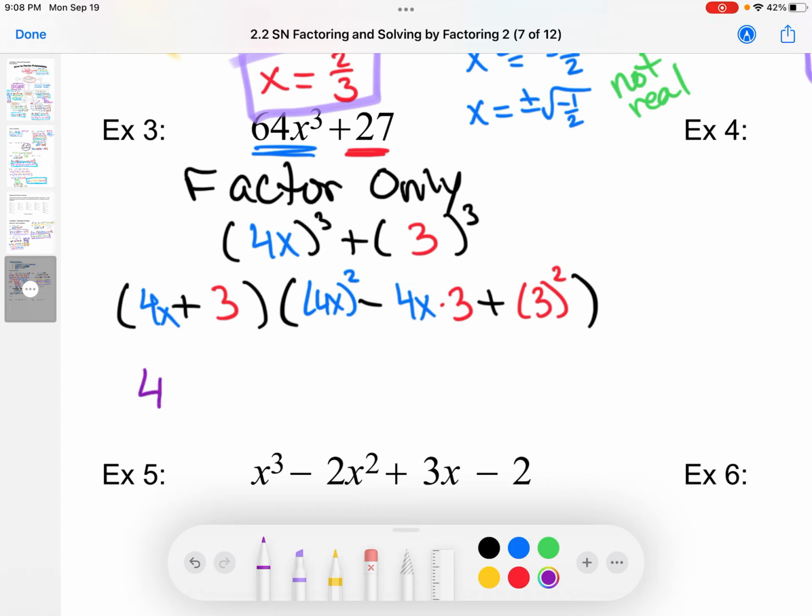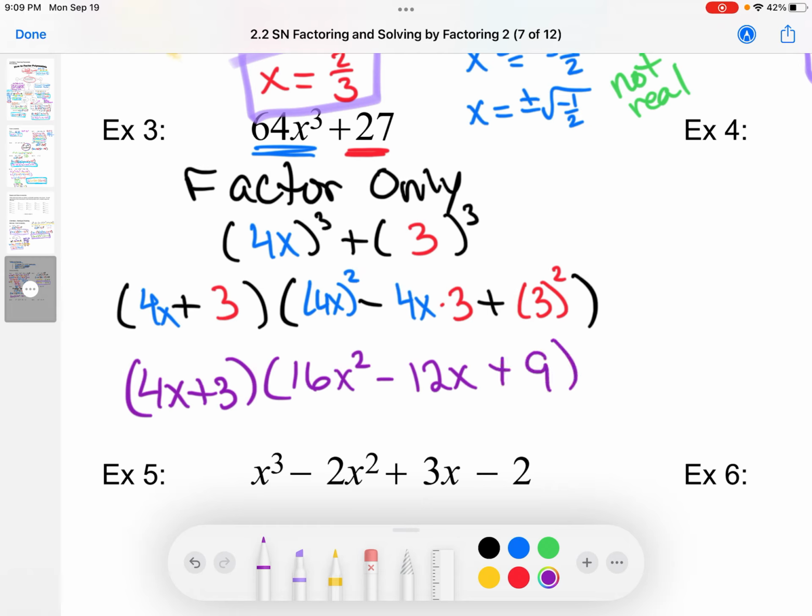And then we need to clean this up. So 4x plus 3. Then 4x all squared is 16x squared minus 4x times 3 is 12x plus 3 squared is 9. And this is factored. We're not going to solve this one. The first parentheses will solve nicely. The second parentheses, we have to use some other methods on, and we'll talk about those in another lesson.